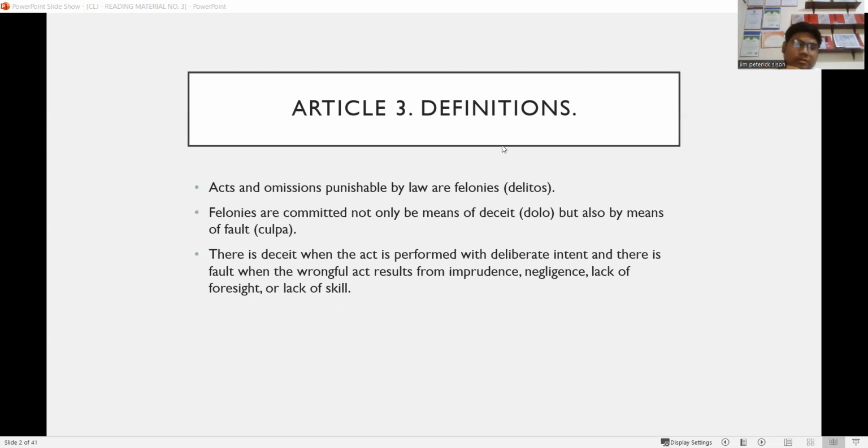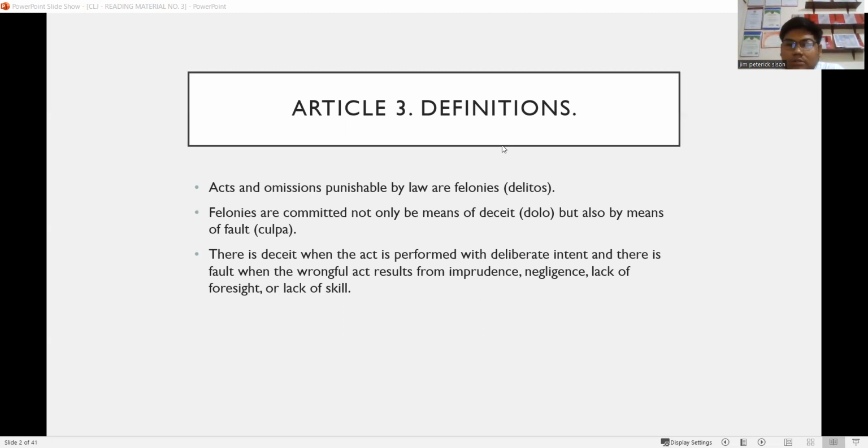Okay, so that's an omission, and you will be held liable under the Revised Penal Code. That's why felonies are acts and omissions punishable by law or the Revised Penal Code. So, felonies or delitos. Second, felonies are committed not only by means of deceit or dolo, but also by means of fault or culpa.